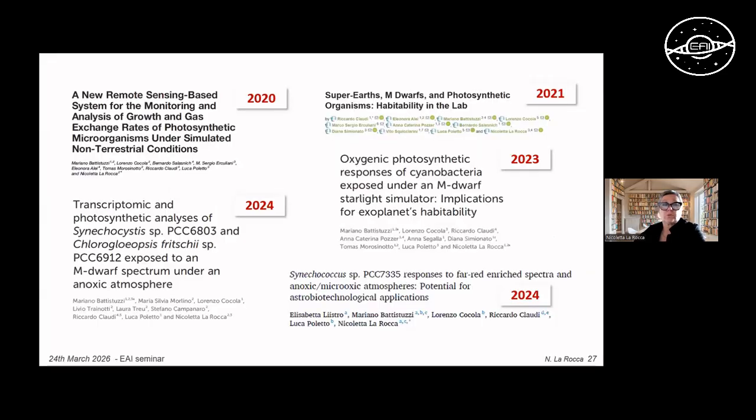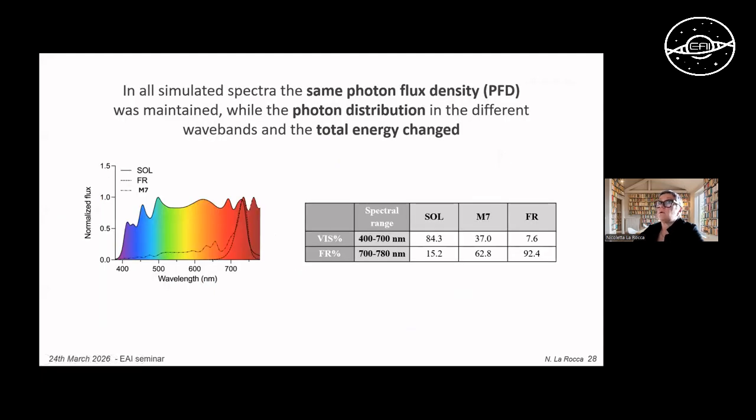And I don't want to bore you, but if you are interested in the biological data, you can look at our publication. In all cases, when we simulated the light spectra and compared the responses of the different organisms to solar, infrared or M-dwarf light spectra, we utilized the same photon flux density, and we maintained the same amount of photons, while the photon distribution was different in the different wavebands, and so the total energy changed depending on the light spectrum.